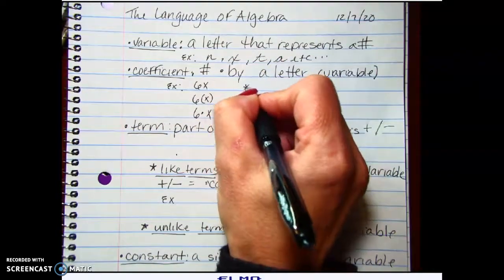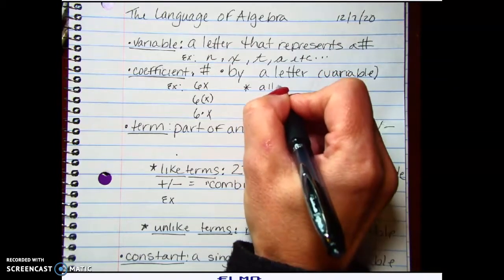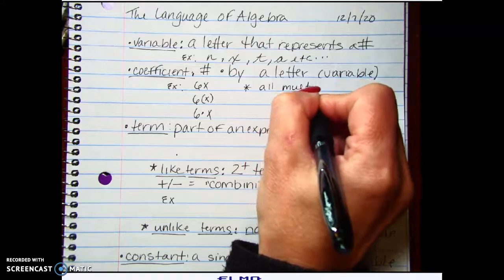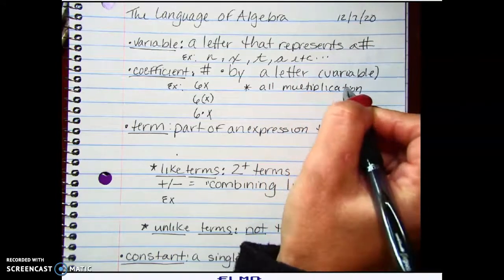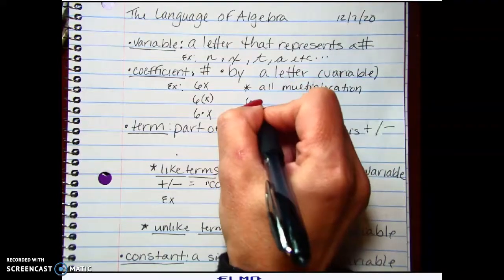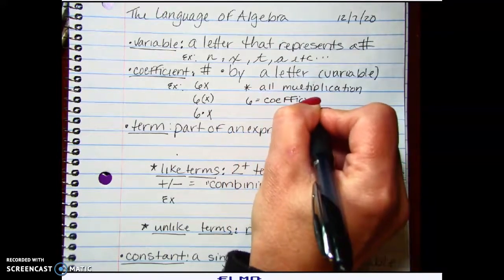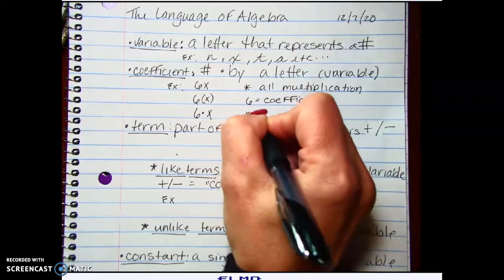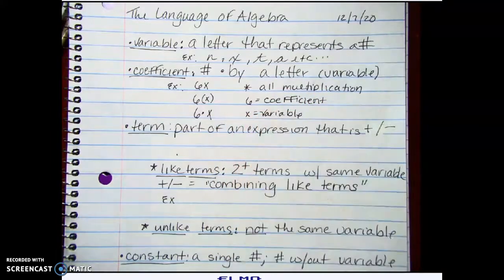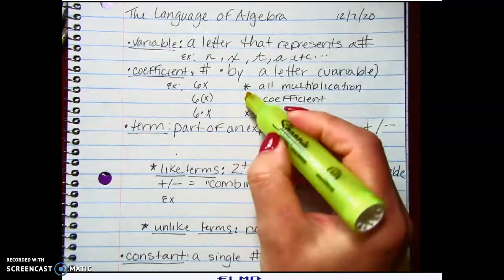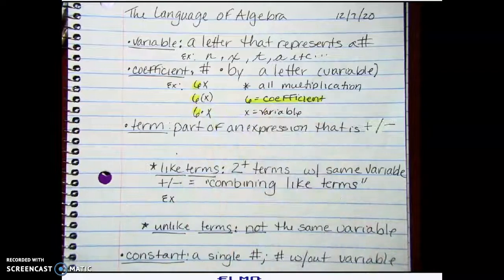They all mean multiply, all multiplication. Okay, so that is really important that you recognize what multiplication looks like. 6 would be your coefficient. And what would x be? Your variable. So for each one of those.